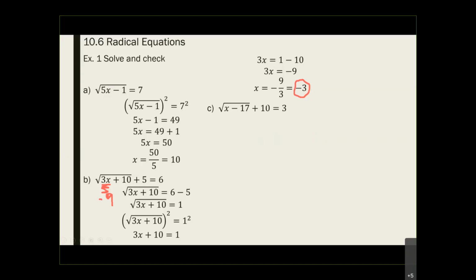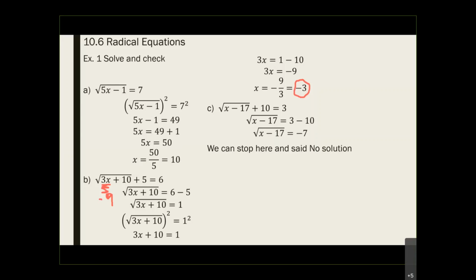If there's a number, I need to get rid of the number on the outside first. Everybody see that I need to subtract 10 on the other side. And again, looking at this, I have a square root of whatever is in the square root, which is x minus 17, equal to -7. So if you look at this, we can stop here at this time and say that it's no solution.